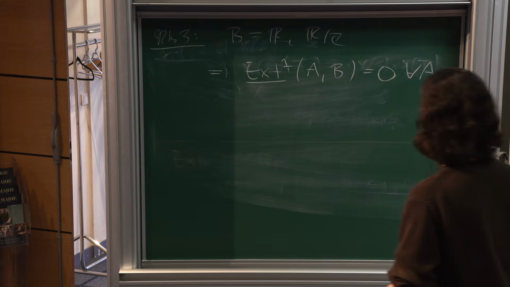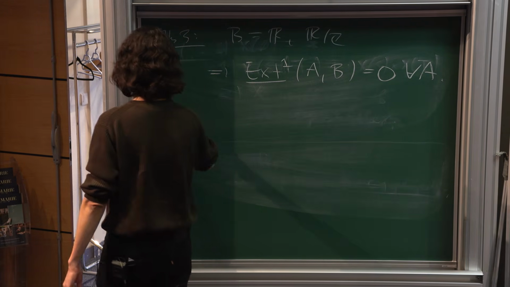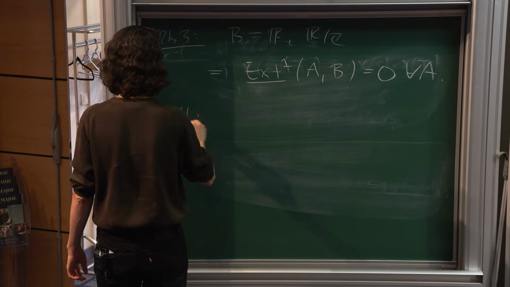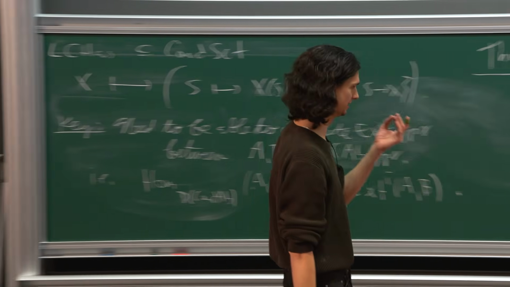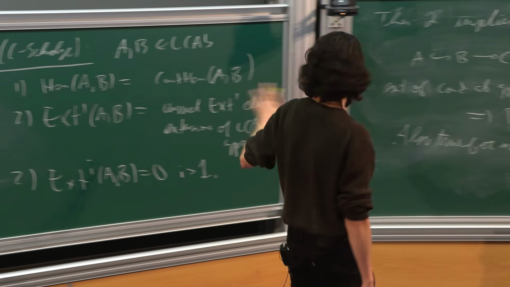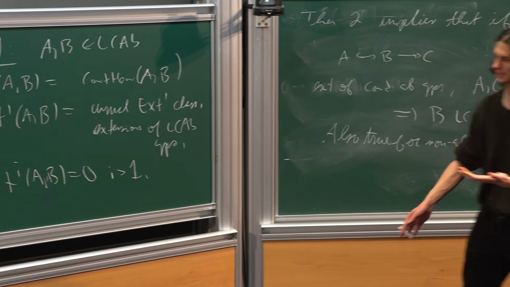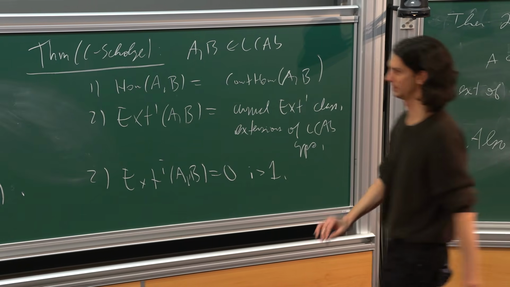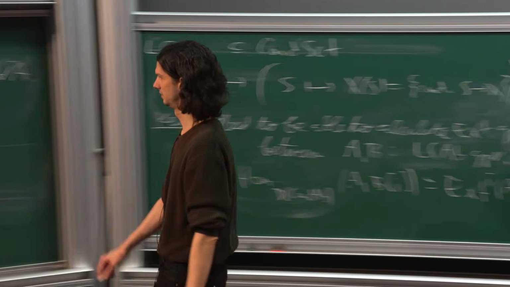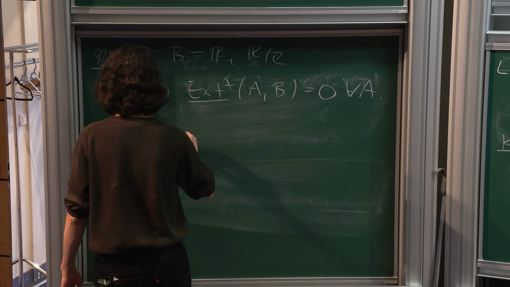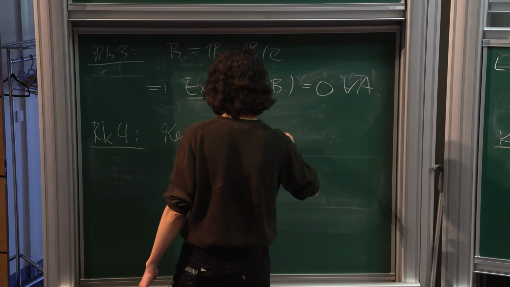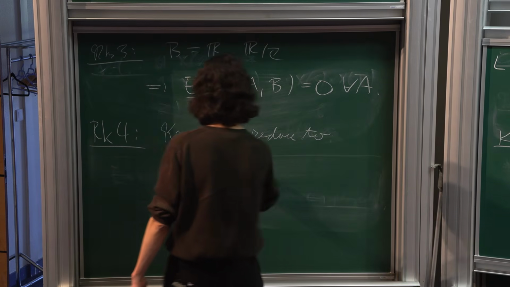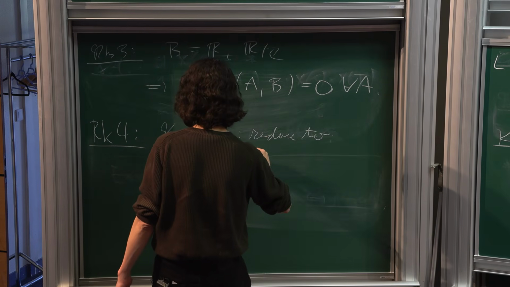Okay. Remark 4. So how do you prove such things? It's not because I'm interested in giving you the proof. It's that the key input is cohomology calculations. So the key idea is to reduce to cohomology calculations.